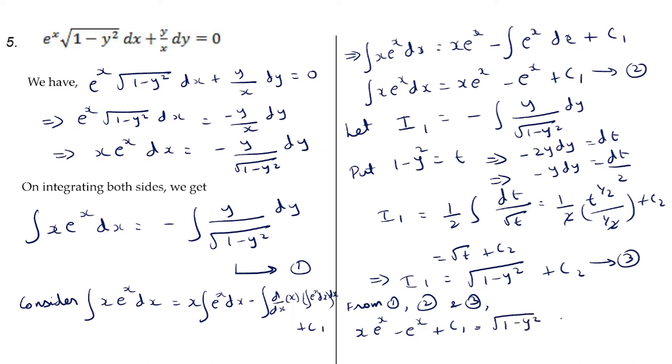Root of 1 minus y square plus c2. Or from this we get x e raised to x minus e raised to x equal to root of 1 minus y square. If we transpose the c1 to the other side, we get c2 minus c1, which is again another arbitrary constant, say c. So this is the general solution for this differential equation.